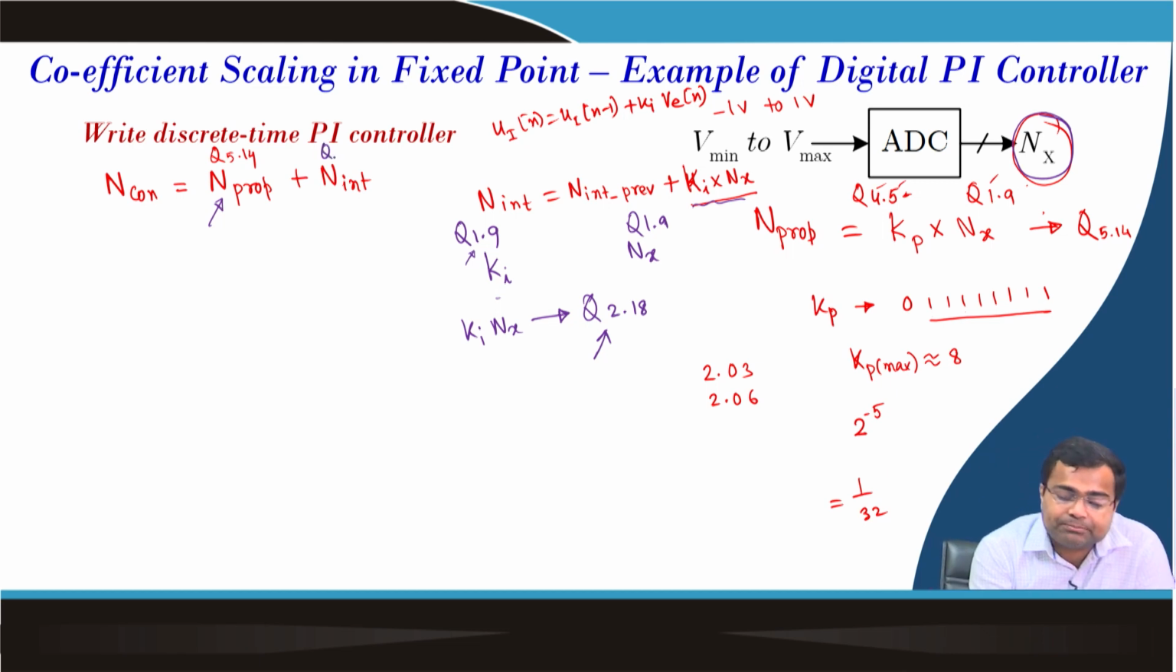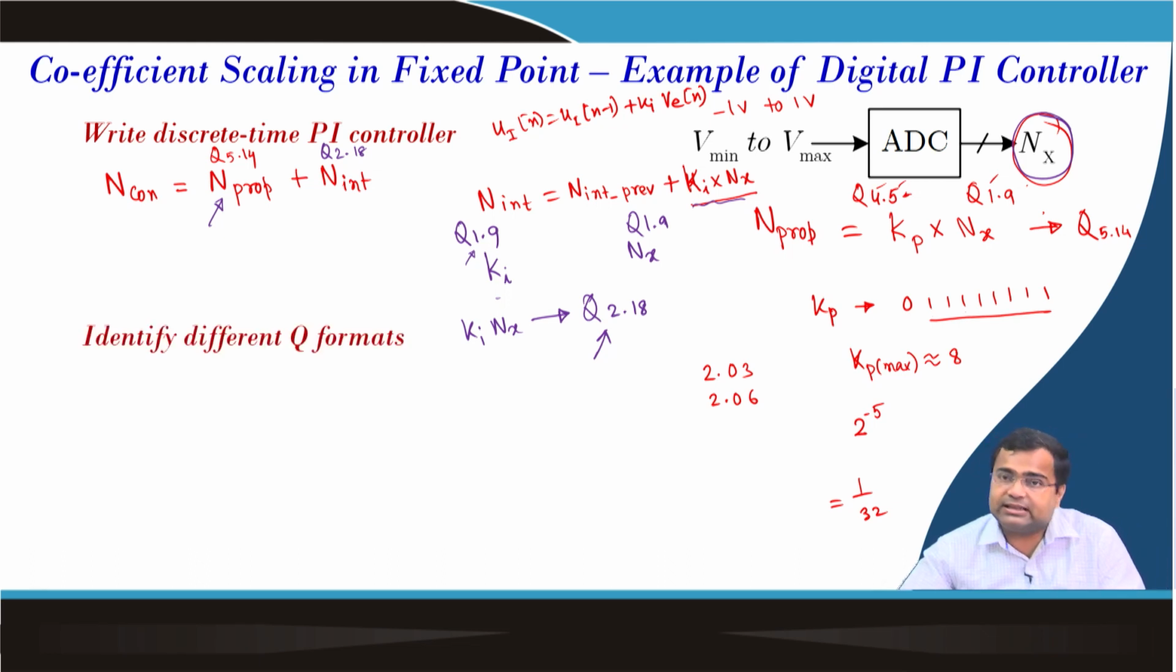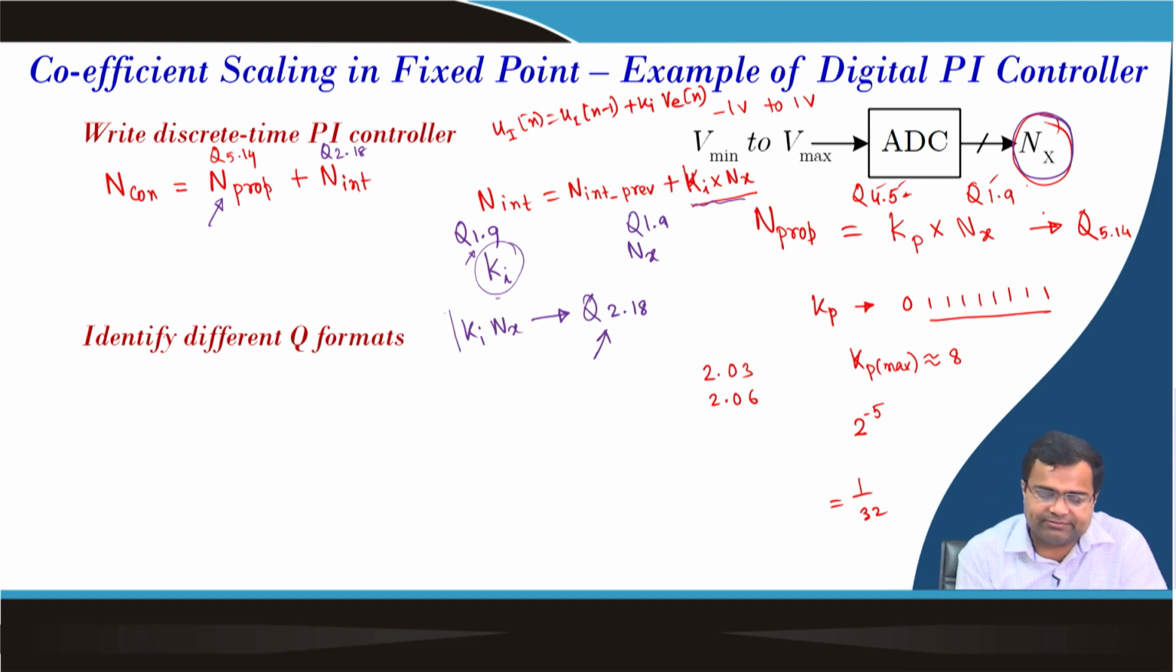We cannot simply multiply and add these two, because they are in different formats, and we have discussed how to resize them. First of all, what do we need? You need to identify the Q format. This will give a headroom. What is the variation of integral gain that you want? That we have identified.